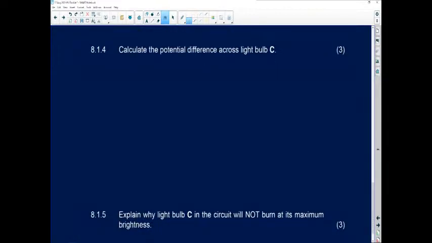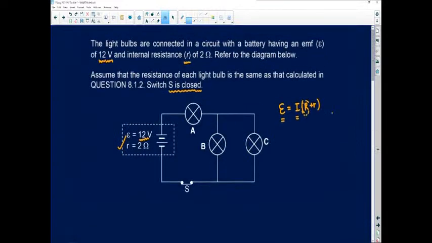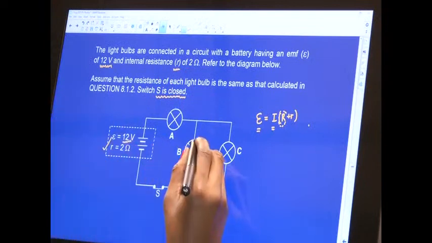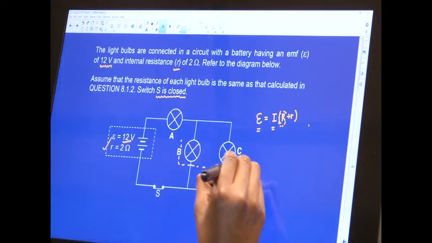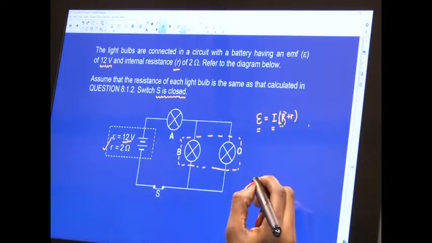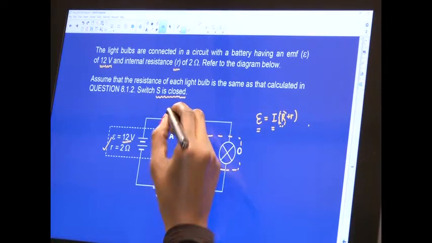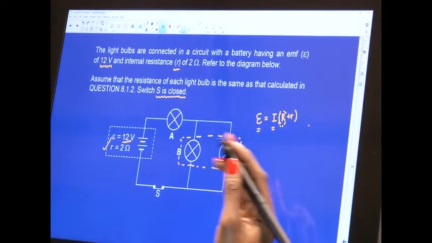8.1.4. Now they're asking me to calculate the potential difference across light bulb number C. So let's go back to light bulb number C and let's see what is going on here. The one thing I see is that A, since it's all by itself, will have its own potential difference. I see that B and C are in parallel. I know that with resistors in parallel, the potential difference will be the same. So then it's one of two ways. If I look at A, the sum of B and C will give me the potential difference. So therefore, I can use ratios.